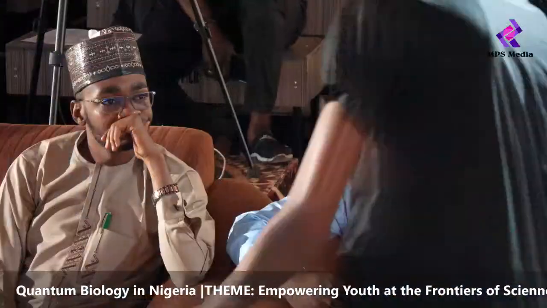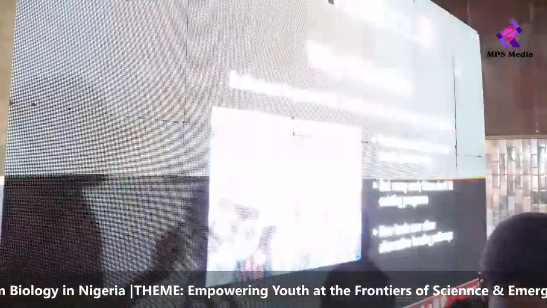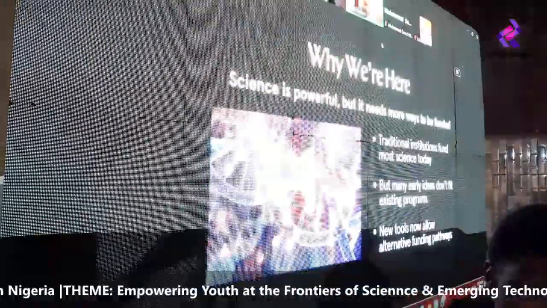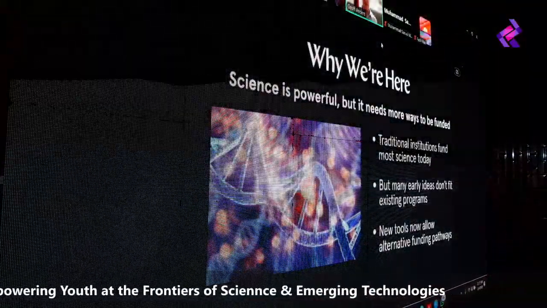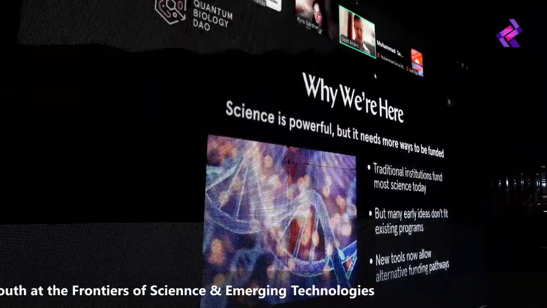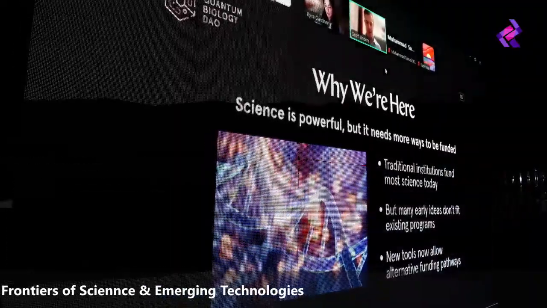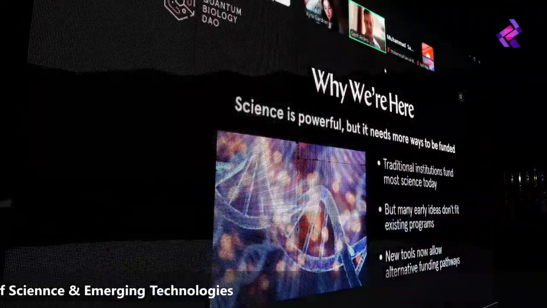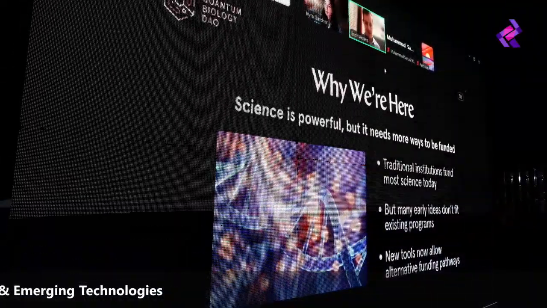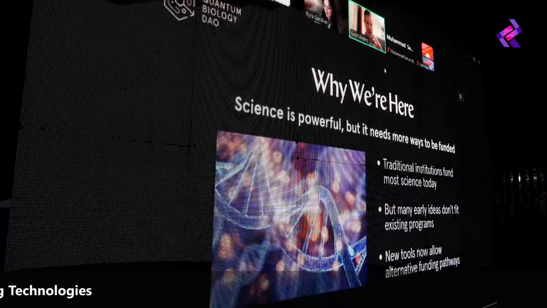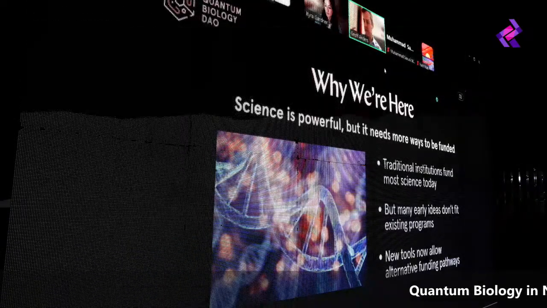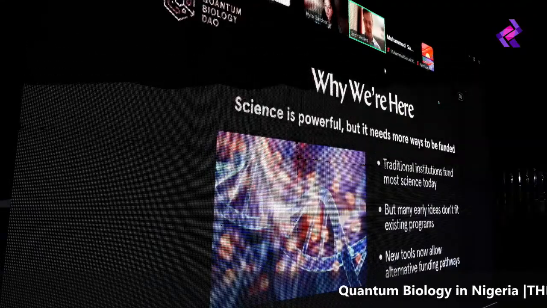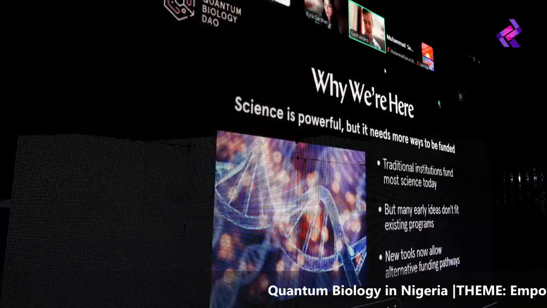What is decentralizing science? That means we need more groups, more fields, different collections of scientists, and also new funding mechanisms. The DAO is meant to be all of these things, and we'll get to that. The Quantum Biology DAO is part of a movement called Decentralized Science, or DeSci.